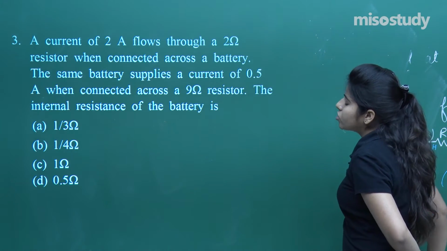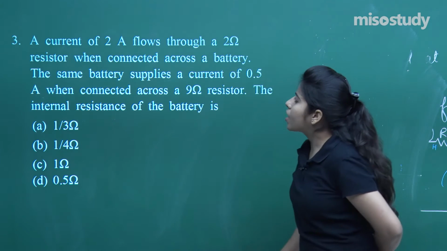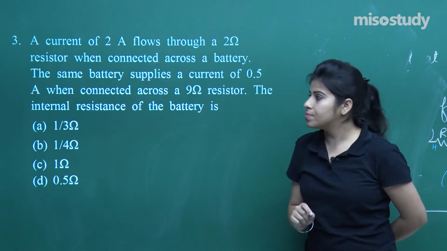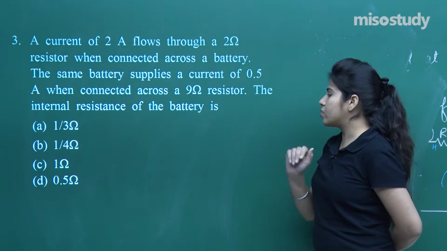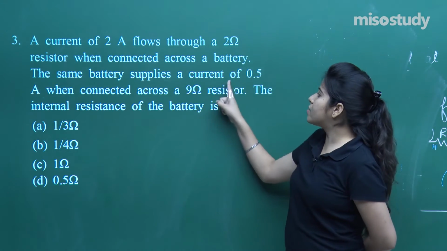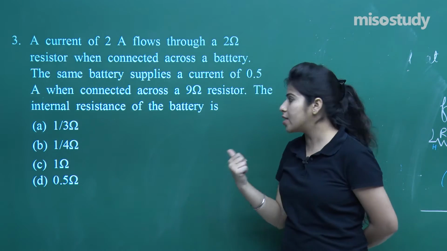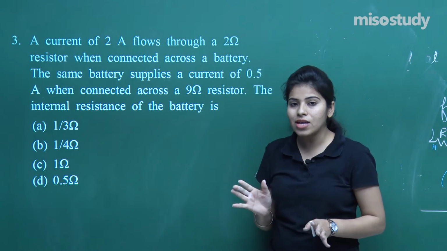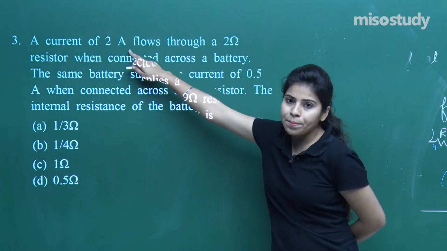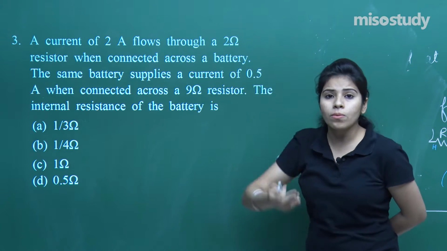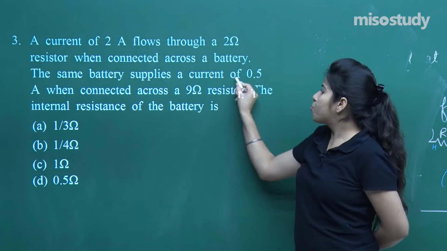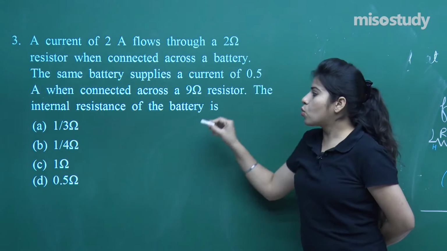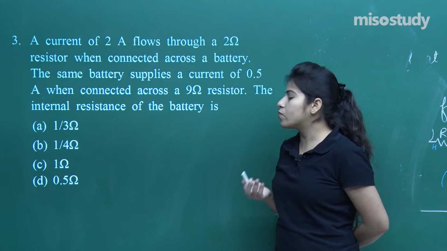Okay, so in the next question, a current of 2 ampere flows through a 2 ohm resistor when connected across a battery. The same battery supplies a current of 0.5 ampere when connected across a 9 ohm resistance. So in this question I can see 2 conditions have been given. First of all, 2 ampere current flows when a 2 ohm resistor is connected. Then 0.5 ampere flows when 9 ohm resistance is connected. So what will be the internal resistance of the battery?